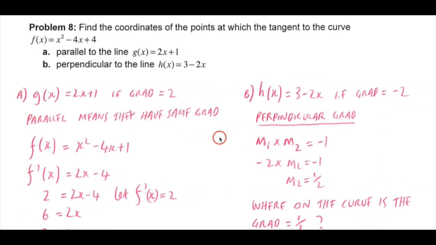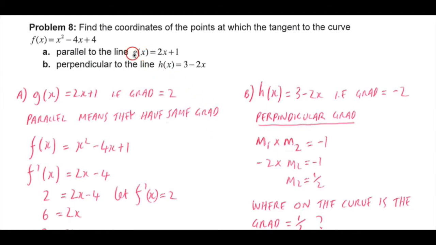Problem 8. Find the coordinates of the points at which the tangent to the curve f of x equals x squared minus 4x plus 4 is A, parallel to the line g of x equaling 2x plus 1, and B, perpendicular to the line h of x equals 3 minus 2x.